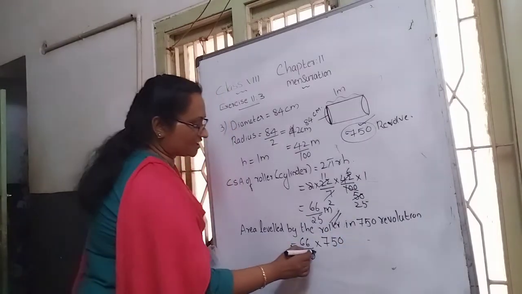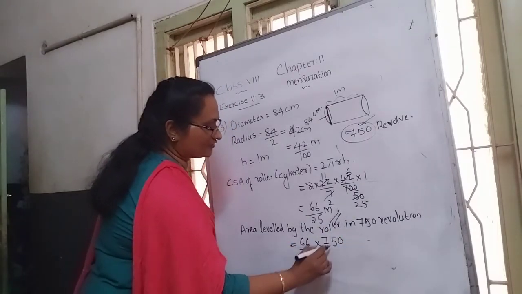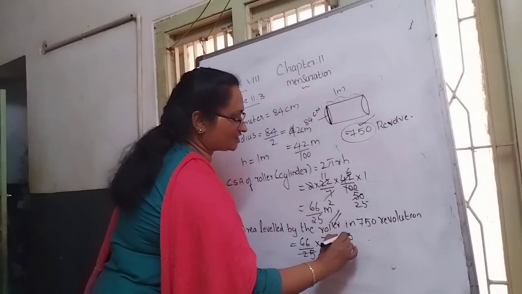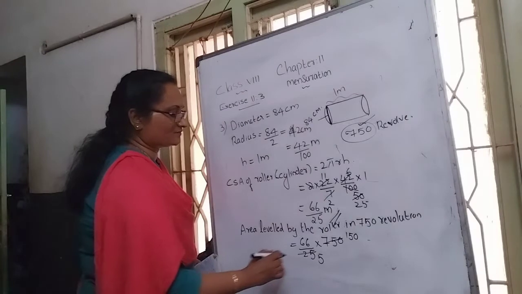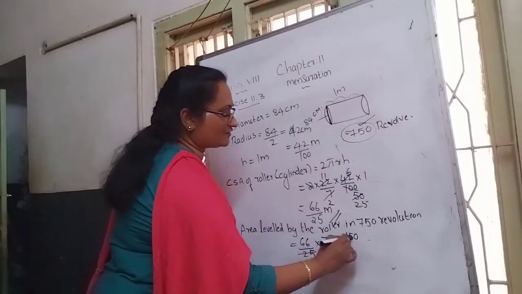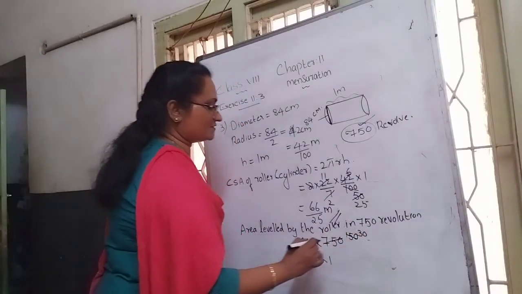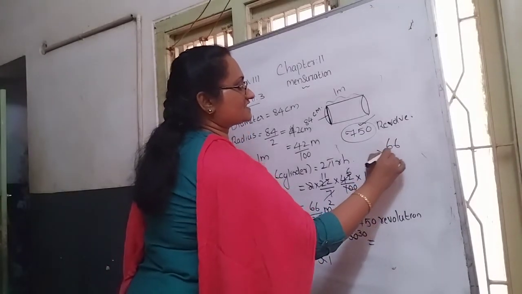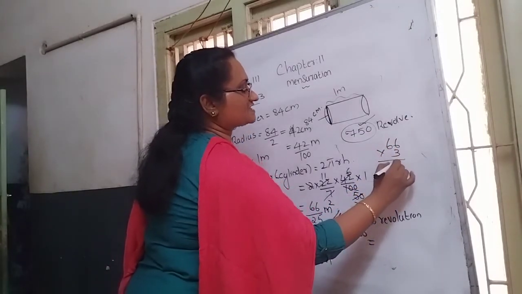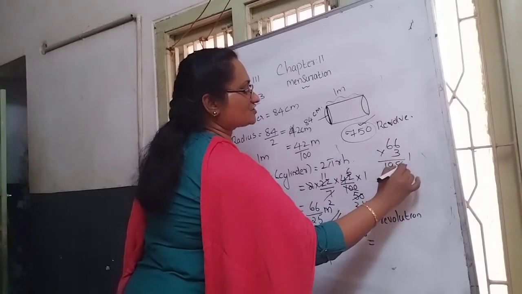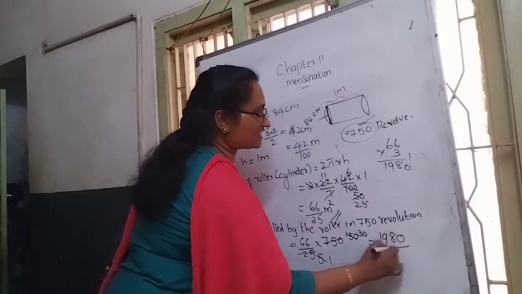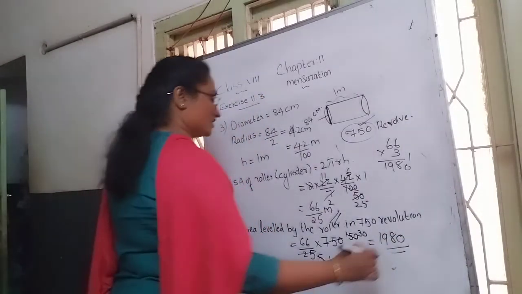750. 5 table is used: 5 table 25, 5 times; 5 table 75, how many times? 15 times. Again 5 table, 5 one time, 150 means 30 times. Then 30 into 66, or 66 into 3. First you multiply: 3 6s are 18, 19. So the answer becomes how much? 198, with a zero, so 1980 meter square.